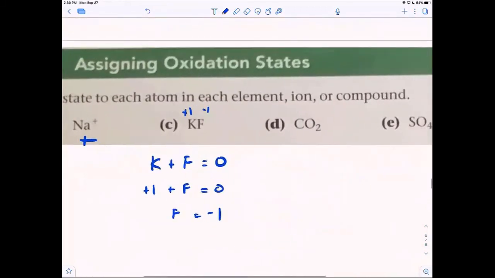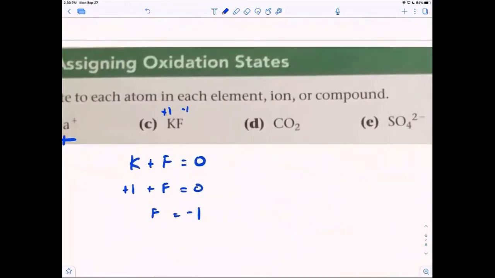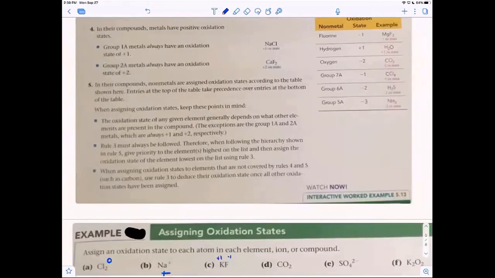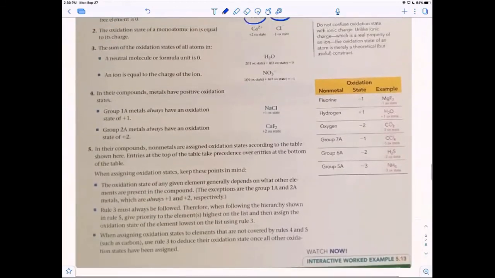Okay. So carbon dioxide. Same with rule number 3. Carbon plus 2 times OX, for oxygen, equals 0. So carbon dioxide is a neutral molecule, and it has 1 carbon atom and 2 oxygen atoms, and the sum equals 0. And if you follow the chart, we did number 3. The neutral molecule is 0. That was rule number 3.